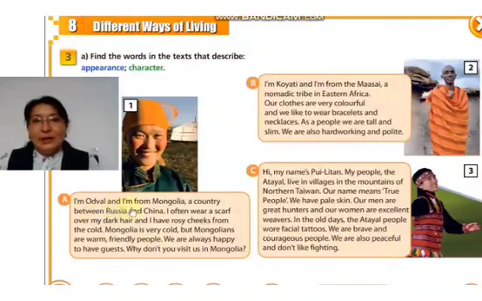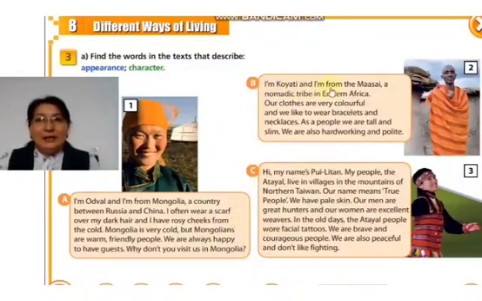I'm Odval and I'm from Mongolia, a country between Russia and China. I often wear a scarf over my dark hair and I have rosy cheeks from the cold. Mongolia is very cold, but Mongolians are warm, friendly people. We are always happy to have guests. Why don't you visit us in Mongolia?